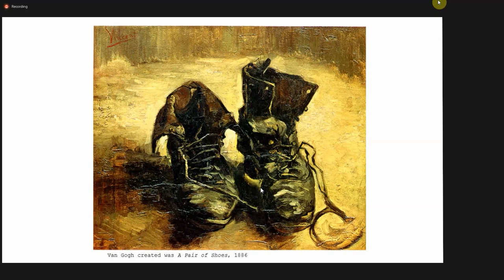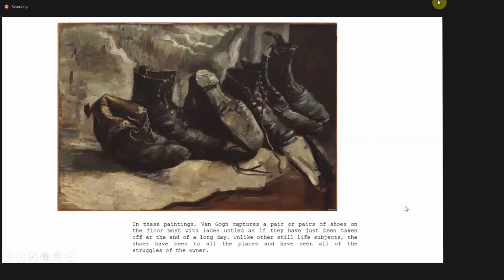This is a pair of shoes, but this says something about the wearer, how hard he has worked. Likewise, there's another painting here. See this one? In this painting, Van Gogh captured a pair of shoes on the floor, with laces untied, as if they have just been taken off at the end of a long day. Unlike other still life subjects, the shoes have been to all the places and have seen all the struggles of the owner.